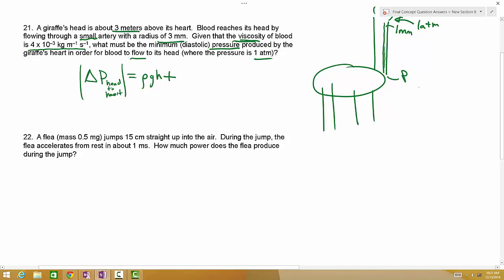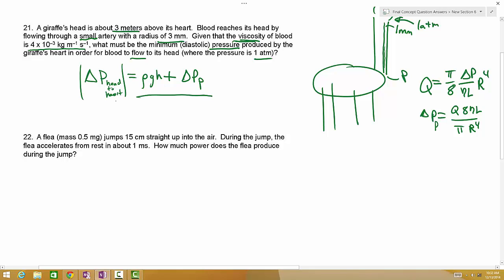So the one equation we have with viscosity and a pressure drop is Poiseuille, which is Q equals, what is it? Do you remember? Let's see. It's pi over 8, then the change in the pressure, viscosity, length of the tube, radius to the fourth, and then we can rewrite this to get that delta P is equal to Q 8 viscosity length over pi r to the fourth, and I'll call this change in drop Poiseuille. So this is plus change in drop Poiseuille, and this is the pressure drop from the head to the heart.